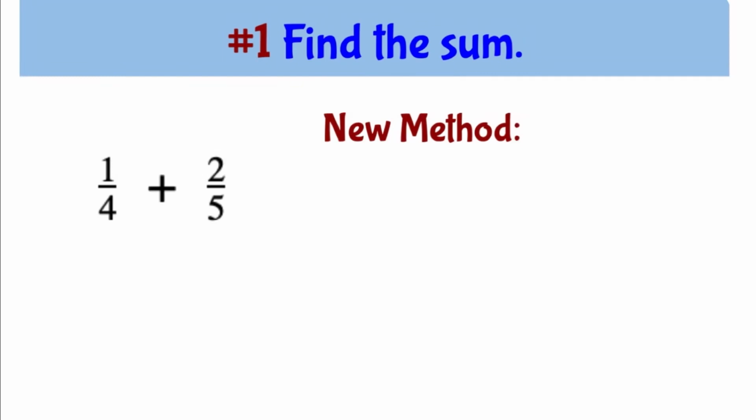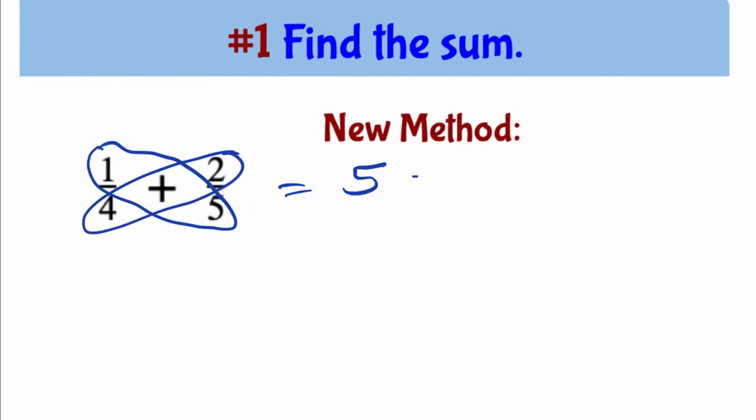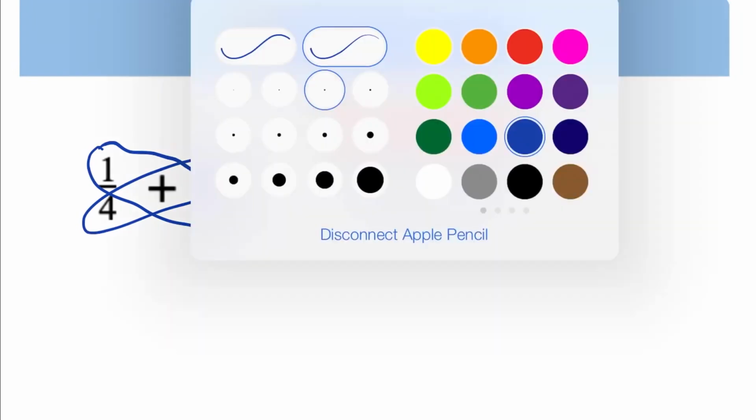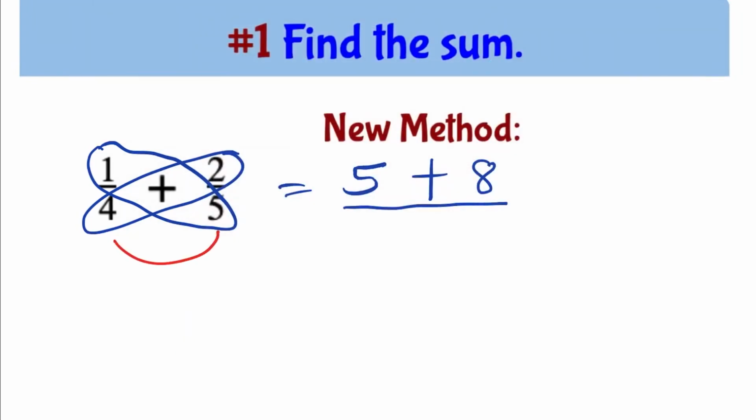Now let's have the new method, and we will call this Gandhi's Method. For my method, what we need to do is multiply 1 times 5, and that gives us 5. Next, we multiply 4 times 2, and that is 8. For the denominator, we multiply the 4 and the 5. So that is 20.